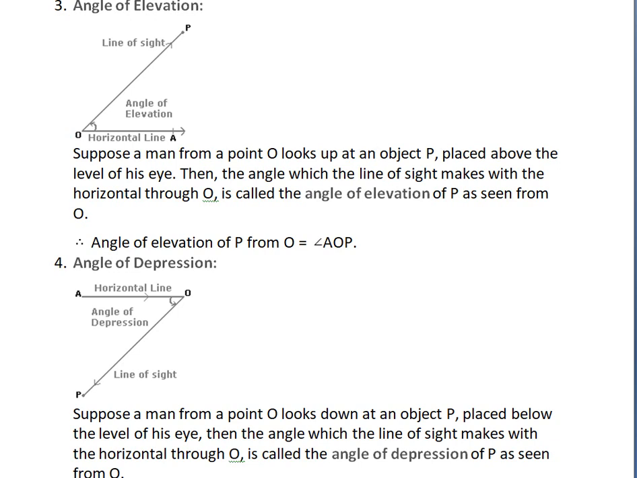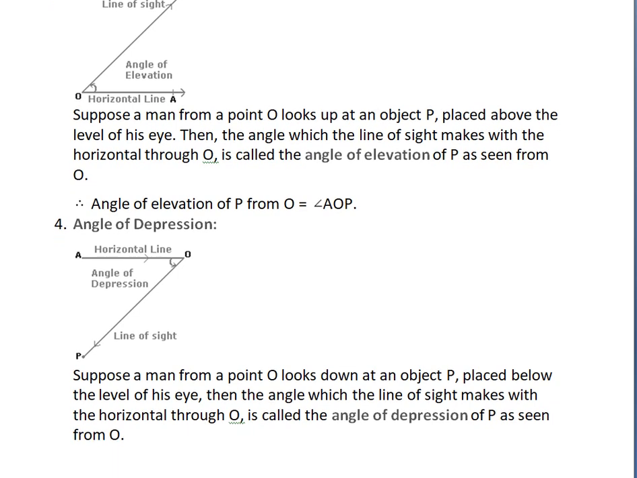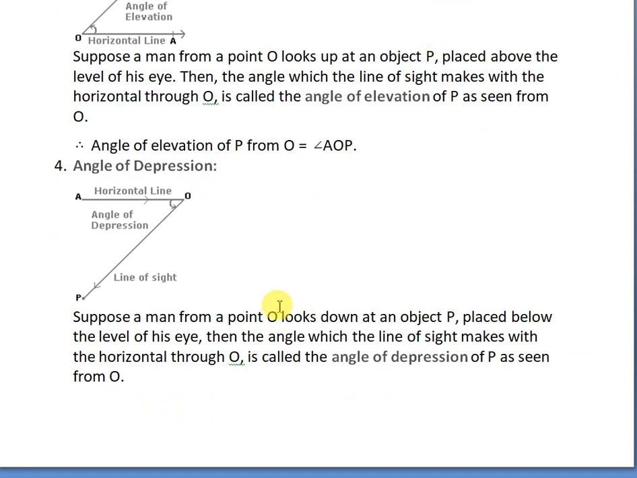Now we will see the angle of depression. Angle of depression is just the opposite. Suppose a man from O looks down at an object P placed below the level of his eye, then the angle which the line of sight makes with the horizontal through O is called the angle of depression of P. For a real life example, when you go on a mountain and look downwards from the cliff, the angle created by your eyes is the angle of depression.